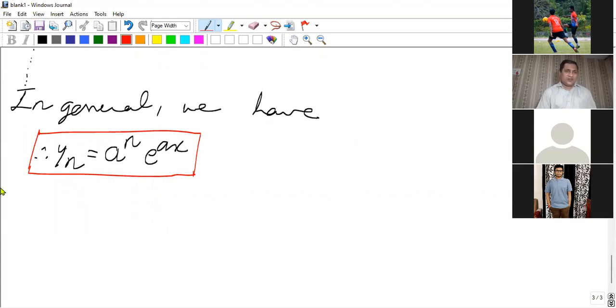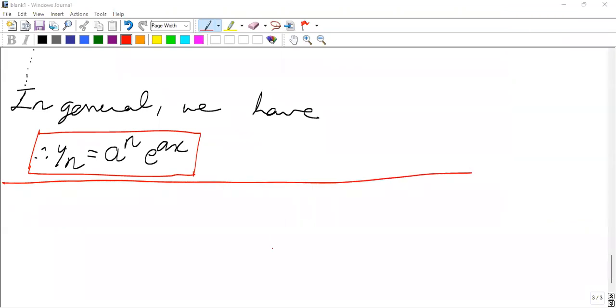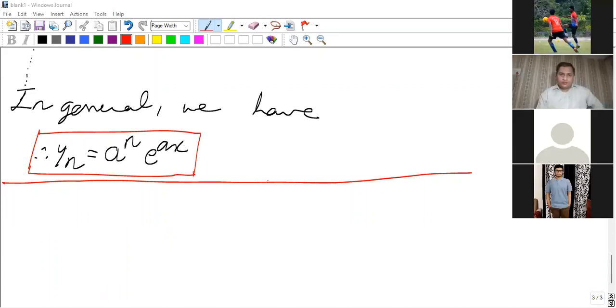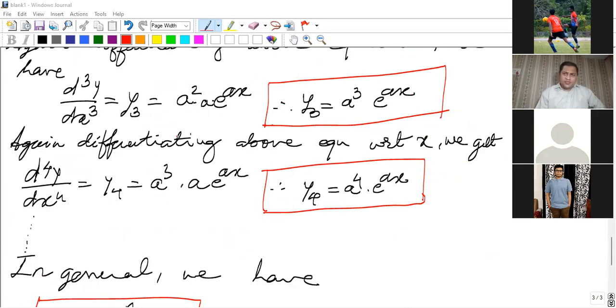No, sir. Okay, that's great. So you got the idea. Just go through the steps once again, and we'll go for another example. Got the steps?